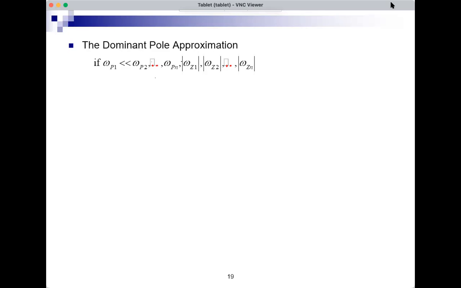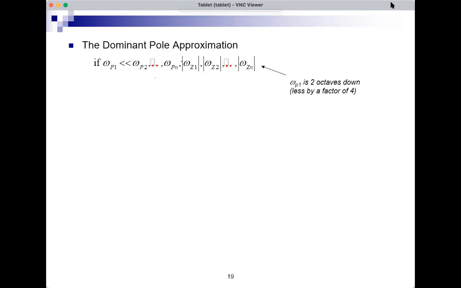And of course, we would ask, what is much less than? Much less than 100 times less? 10 times? No, actually, it's just a factor of 4. If one of the poles is a factor of 4 less than all the other critical frequencies, then we have this dominant pole condition. So 2 octaves down.